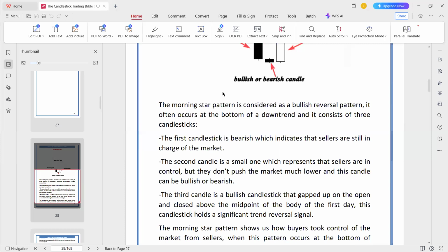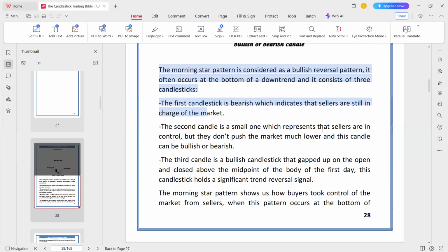So I'm just going to pinpoint the main points. This is considered a bullish reversal pattern, and it often occurs at the bottom of a downtrend, and it consists of three candlesticks. So this is just the basics or the skeleton of the whole setup. The first candlestick is a bearish candle, which indicates that sellers are still in charge of the market. The second candle is the small one, which represents that sellers are in control, but they don't push the market much lower. And this candle can be bullish or bearish. So the color really doesn't matter on this particular candle.